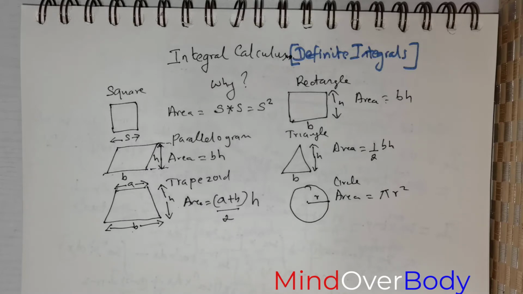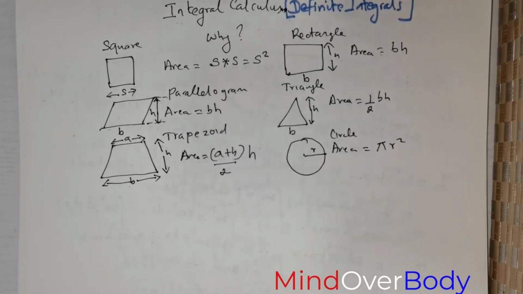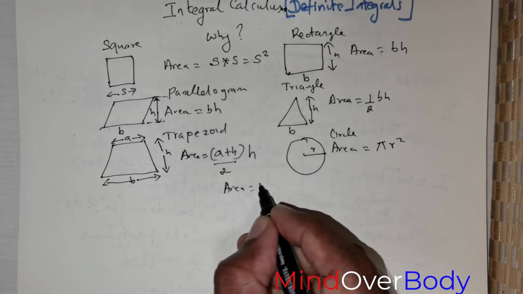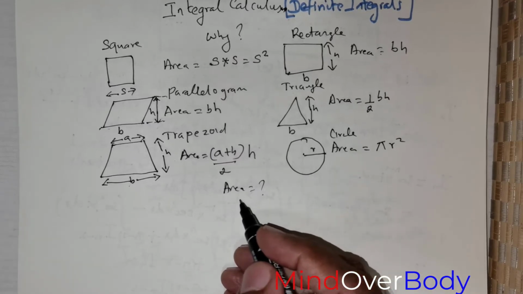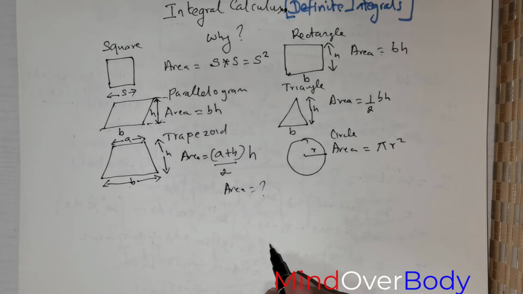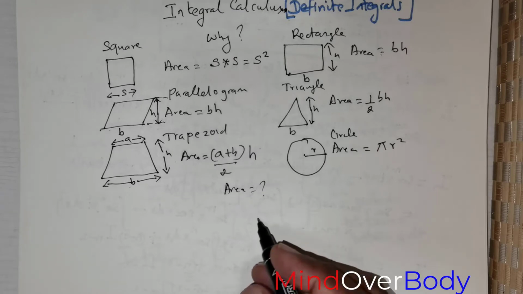Now the most important question that comes here is, what if I had been given something which has no defined shape? How am I going to obtain the area? Now you might be asking why finding the area is important. Now look around yourself. Everything is a physical representation of the human mind.